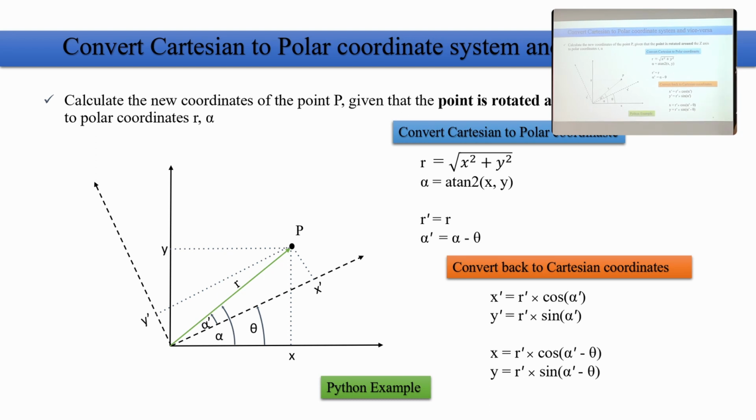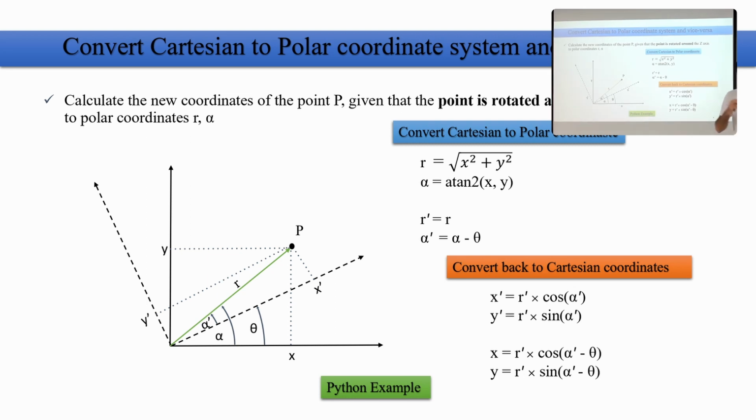Now, what if you want to convert it back from polar to Cartesian? We simply can use these terms over here. So x prime is equal to r prime times cosine of the alpha prime, and y prime is r prime times sine of the alpha prime. So we take the r prime and alpha prime that we calculated, and then we can get the x prime and y prime, the points after conversion, based on r prime and alpha prime.